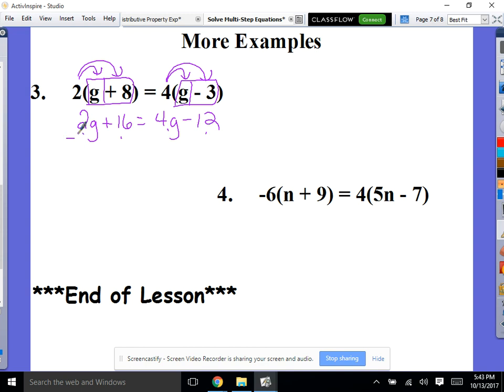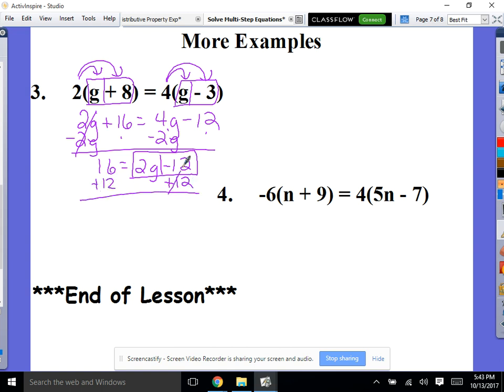So eliminate a variable. Let's get rid of 2g. 16 equals 2g minus 12. Let's box in our terms. We want to eliminate the constant, so we're going to do plus 12. 2g equals 28. Divide by our coefficient, g equals 14. So 14 plus 8, that's 22. And 14 minus 3, that would be 11, which is 44, 44, and we are checked.